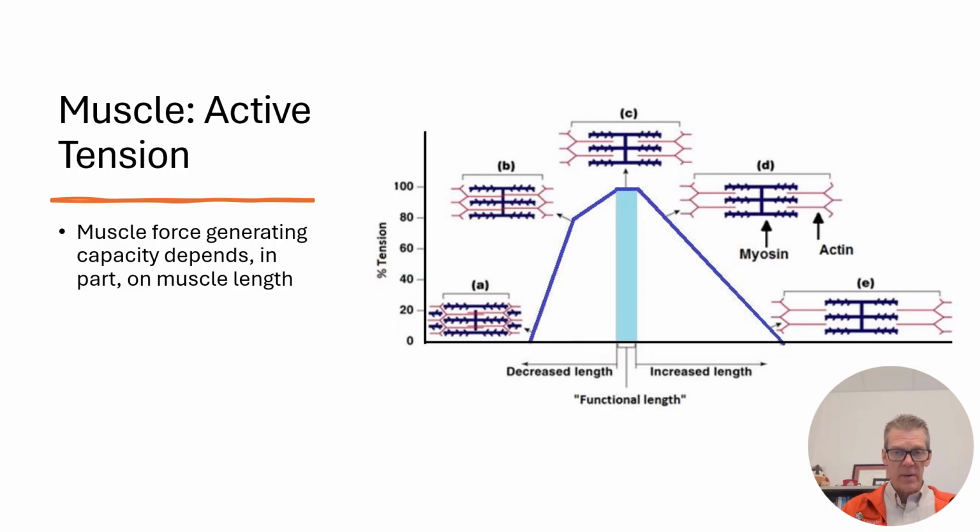So the length of the muscle is really important. And there's an optimal length or a functional length where we can generate maximum force. And there's low force potential when our muscle is really long, and there's low force potential when our muscle is really short. That's what this graph is telling us.